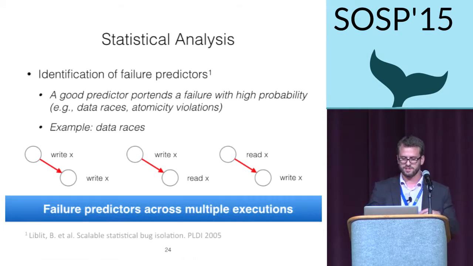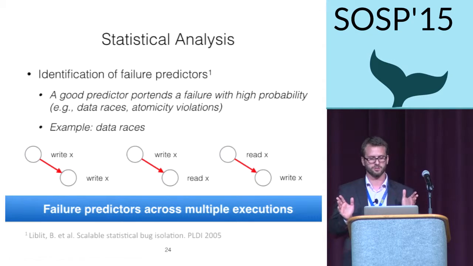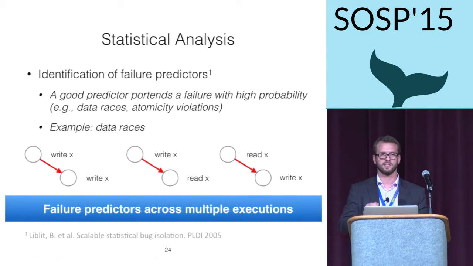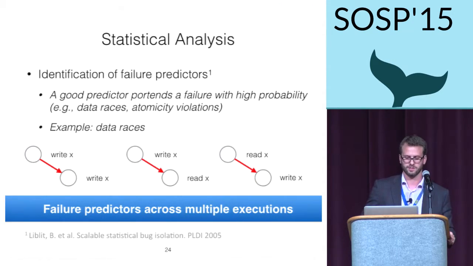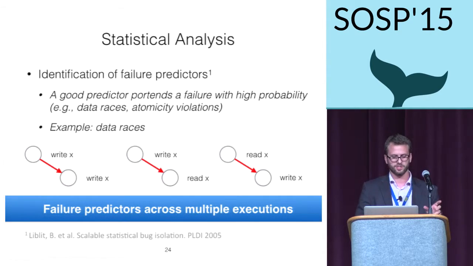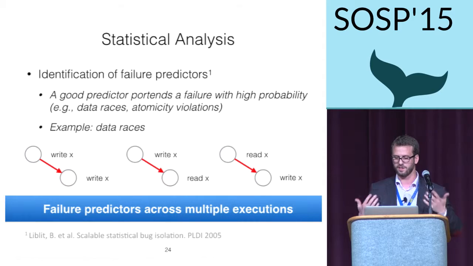GIST then identifies these failure predictors across multiple executions, and it uses statistical techniques to identify the root causes of failures. We show in our evaluation that these failure predictors are indeed what developers identify as failure root causes and end up fixing.